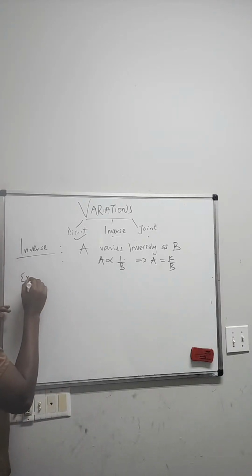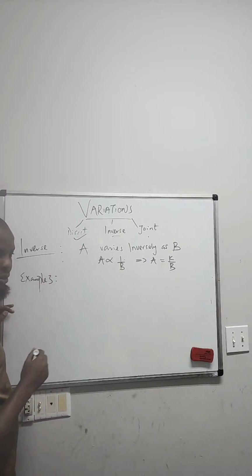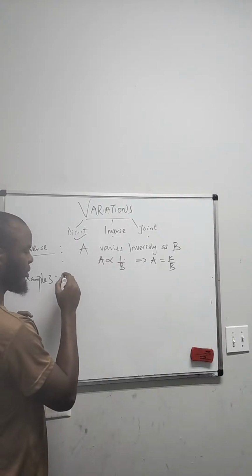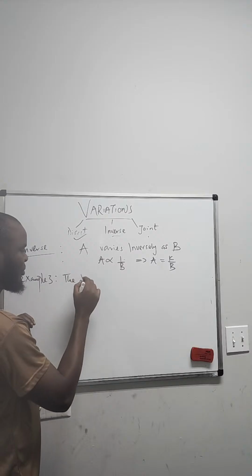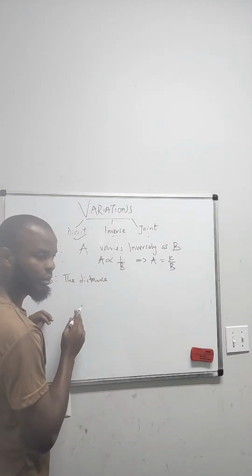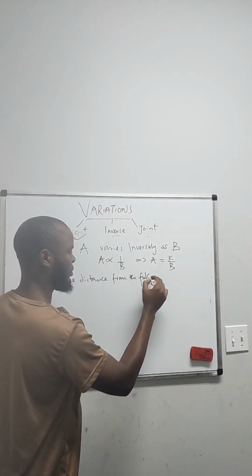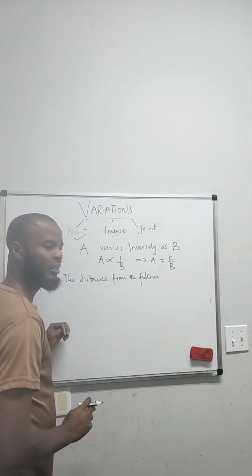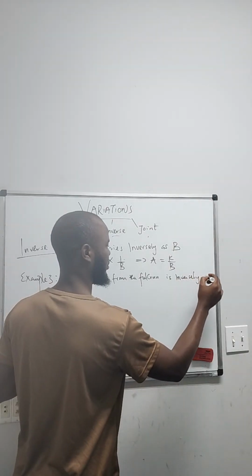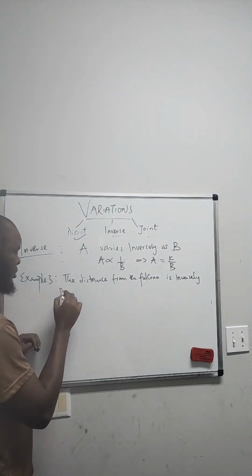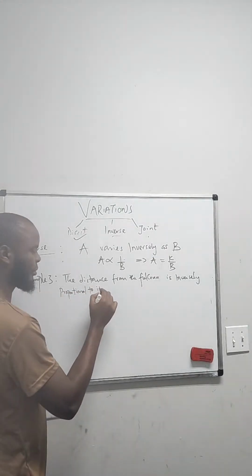Now, this is what we have. Let's look at an example. Check example 3. Inverse. To balance a seesaw, the distance from the fulcrum that the person must sit is inversely proportional to its weight.